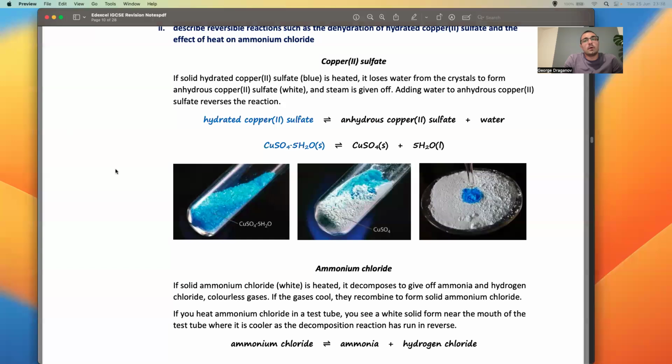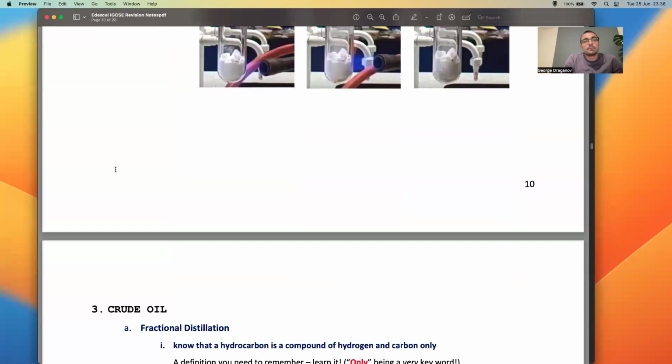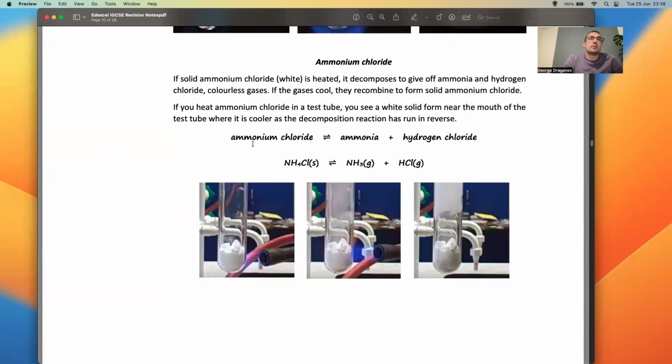Lastly, let's have a look at ammonium chloride. This is the last part. So ammonium chloride, when heated, turns into ammonia and hydrogen chloride. Not hydrochloric acid because there's no water. It's just called hydrogen chloride, a toxic gas. Ammonium chloride is a white powder. Ammonia is an unpleasant smelling colorless gas. And HCl is kind of a white fume.